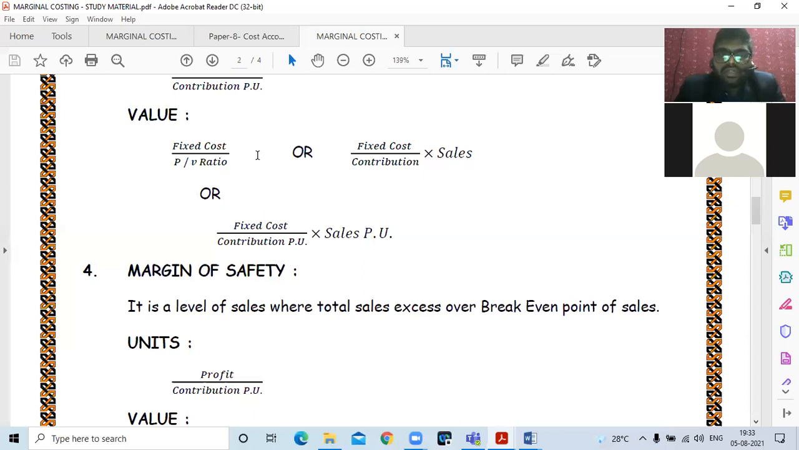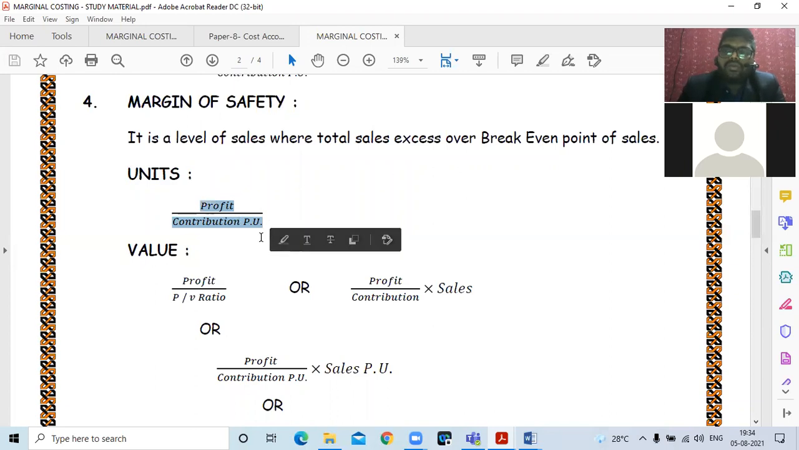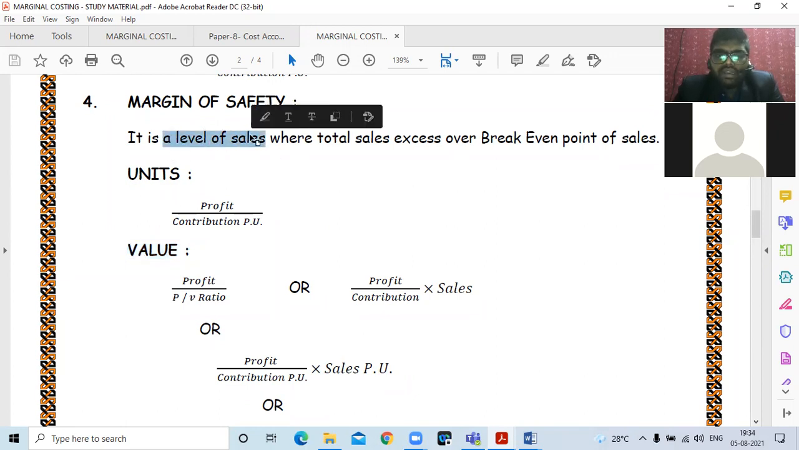When you're calculating margin of safety, if you're calculating in units, your formula will be profit upon contribution per unit. If you're calculating in value, your formula will be profit upon PV ratio. Okay, this is for your margin of safety. It is a level where your total sales exceed the break even. So it is a situation when you started crossing your break even and making more sales. It means you started earning the profit.